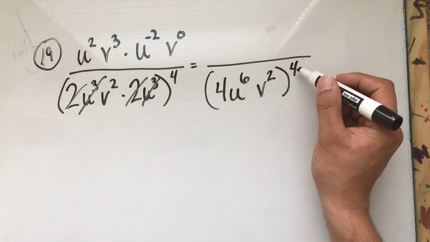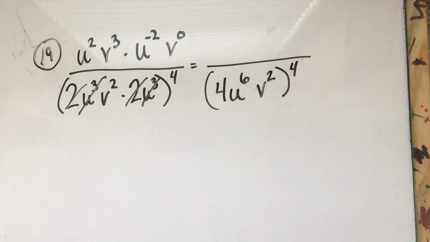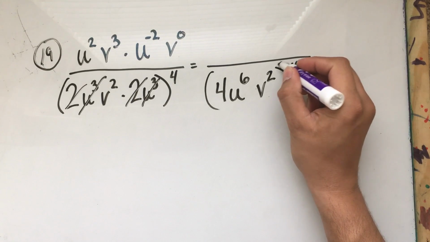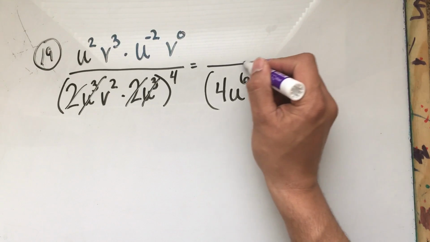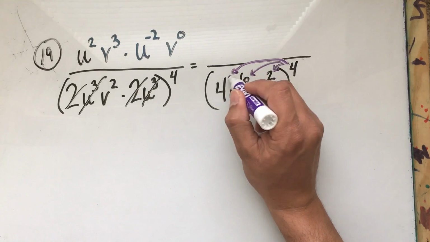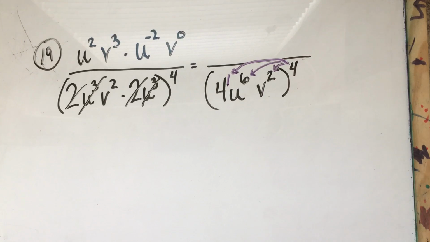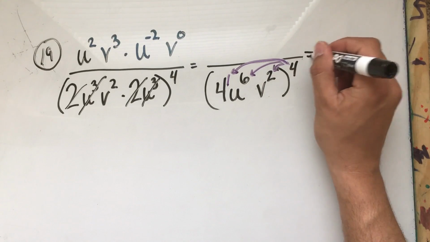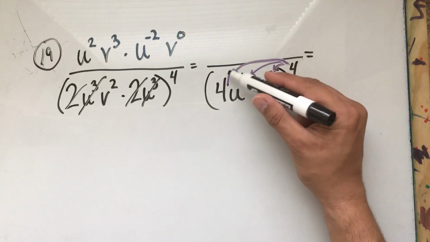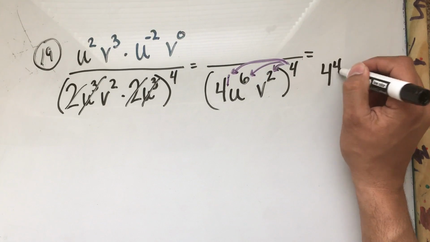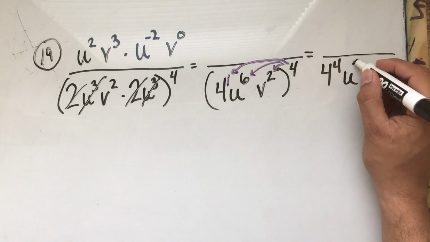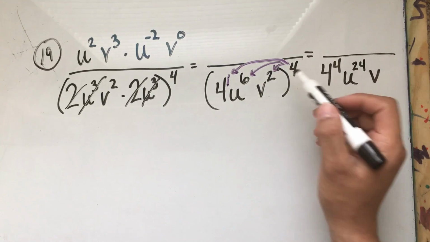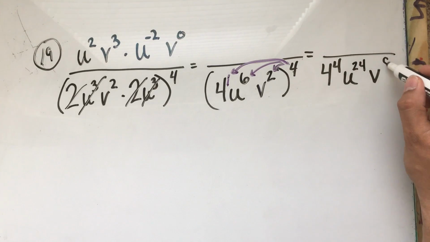Okay, so now that I have this power and the inside is simplified, I'm going to apply the exponent of 4, and I'm going to multiply it times all the other powers. Power to a power, you multiply. Okay, and even the 4 is going to get multiplied. It doesn't have an exponent, but there's an invisible 1 there, so you have to keep that in mind as you start to distribute that 4. So 4 times 1 gives me 4 to the 4th power. Then u to the 6 times 4, that's 24. And then v to the 4 times 2 is 8.